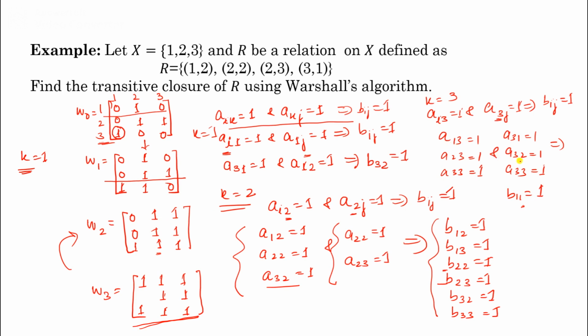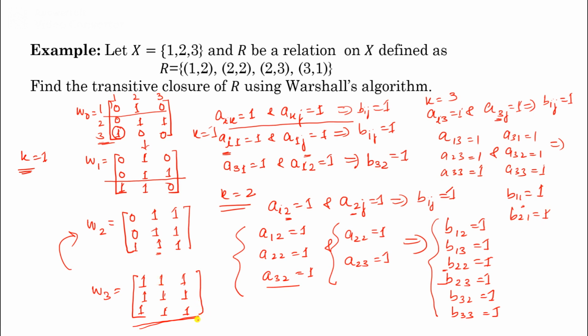1 3 and 3 2. It means 1 2. So 1 2 is already 1. No need to write it again. A13 and A33, so this is 1 3. 1 3 is already 1. Now 2 3 and 3 1. So 2 1, this is B21 equal to 1. 2 3 and 3 1, 2 1 equal to 1. So this is also 1. If you find all other combinations, all other elements are 1. So no need to go further. You will get all these values 1, which are already 1.